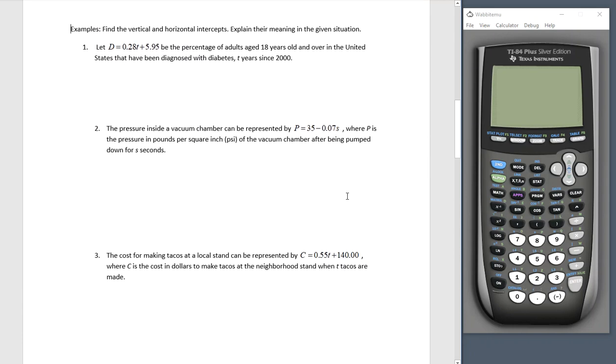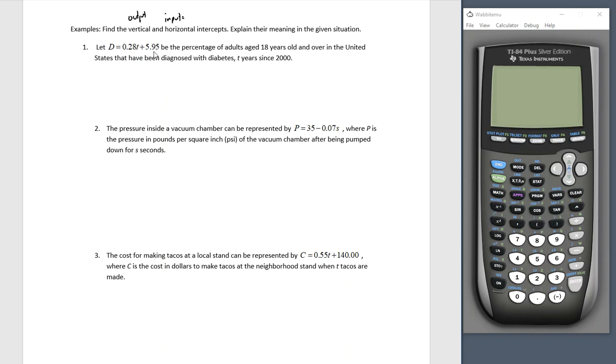Find the vertical and horizontal intercepts. Explain their meaning in the given situation. Remember, horizontal comes first. Horizontal is input, is x values, and vertical is your output. It's normally going to be your y-intercept. Alphabetically, it's still input, output, horizontal, vertical, x, y, top, bottom, numerator, denominator. They all go together alphabetically.